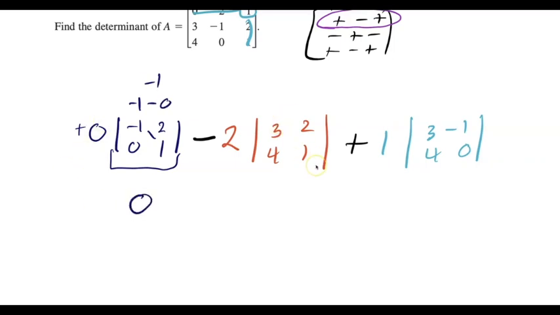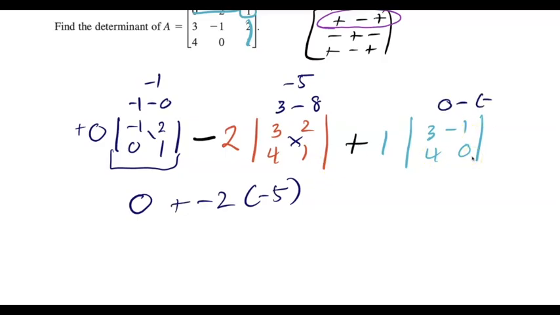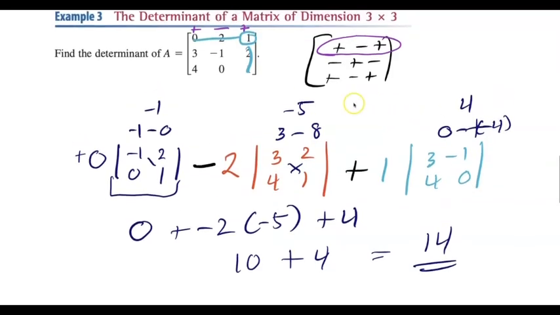Here I get 3 minus 8, down minus up, -5. We have -2 times -5. Over here, 3 times 0 is 0, minus -1 times 4 is -4. Two negatives make a positive, I get 4. I get 10 plus 4, which is 14. That's the determinant of this 3x3 matrix, 14.